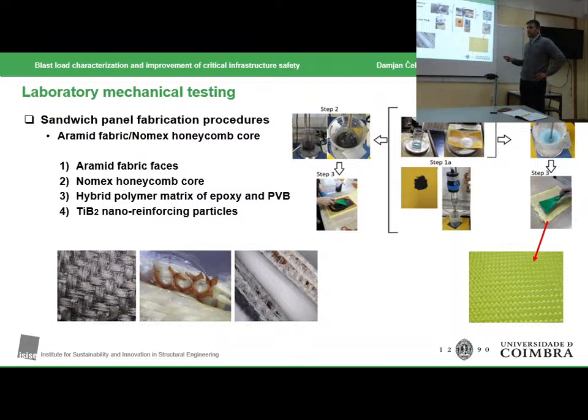This technique is commonly used for production of prepregs, which are like laminated fabric composites.